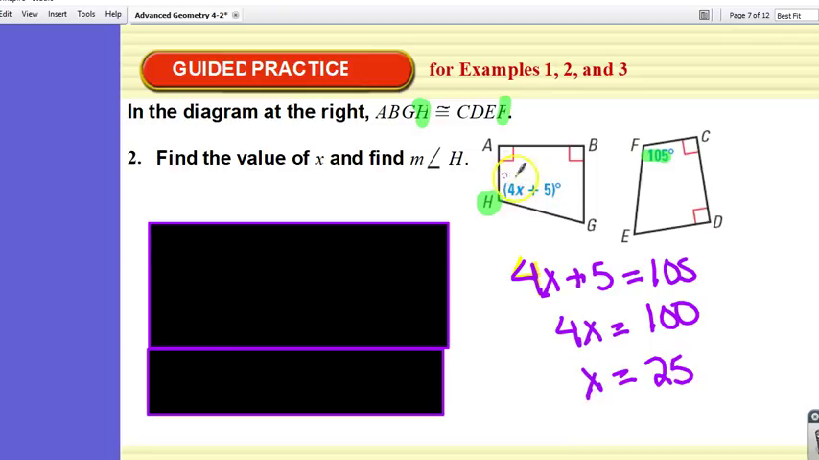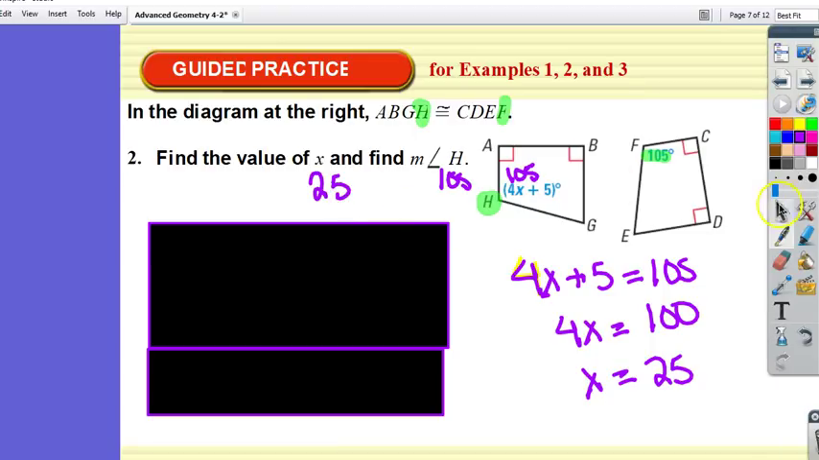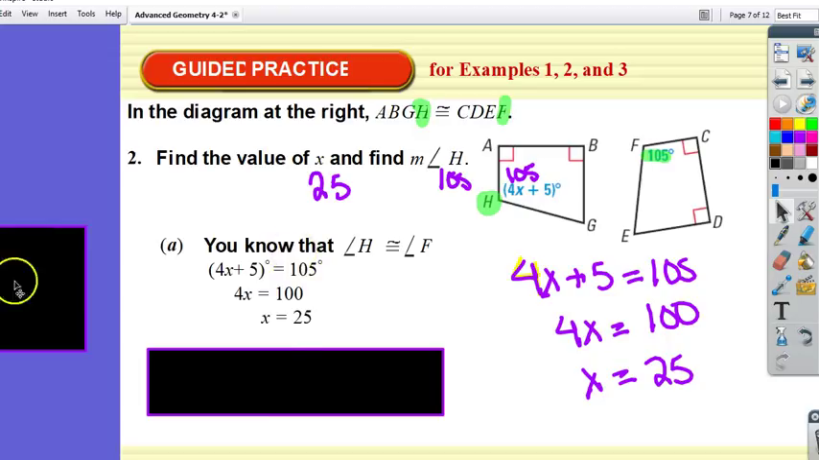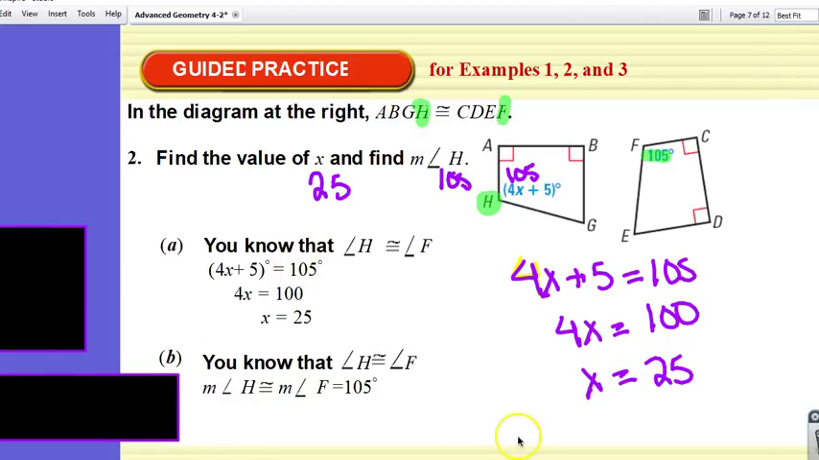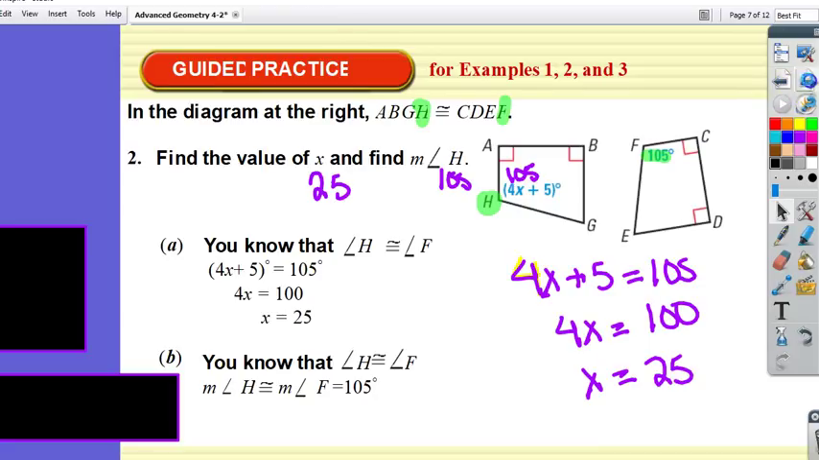Plug back in. 25 times 4, 100, plus 5, 105. Or you could just say angle H is 105. Why? Because it equals 105, right? They're the same. What is the value of x? X is 25. You guys okay with that? Right.